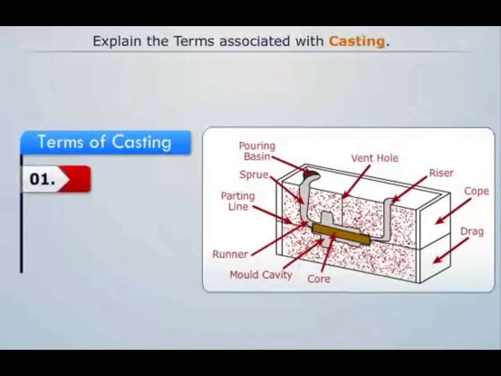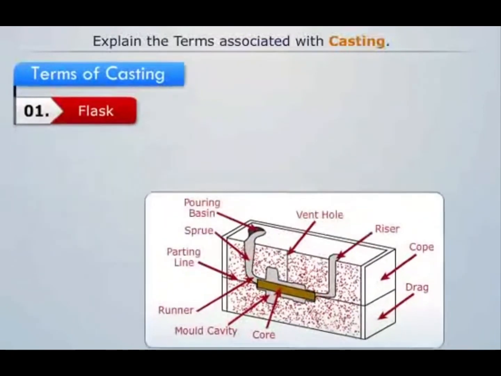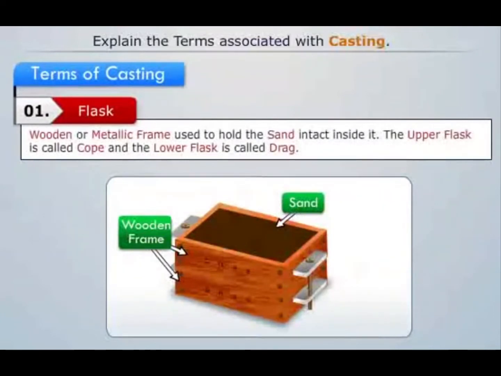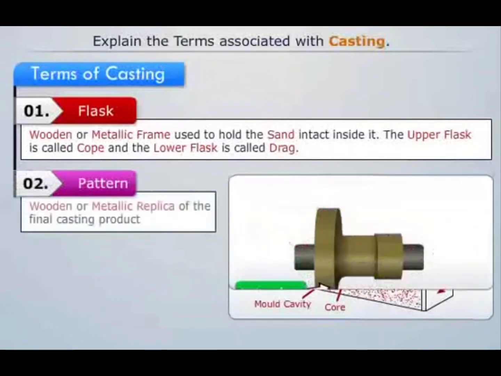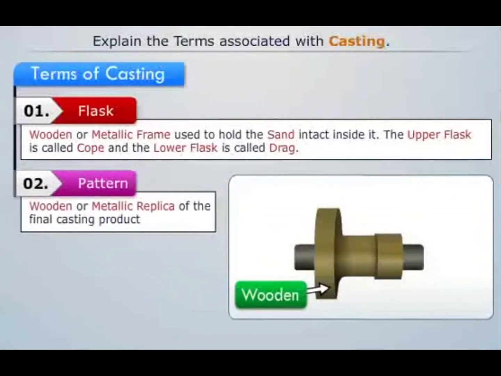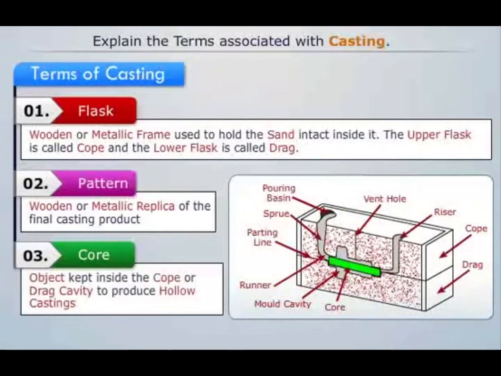The three main objects used in casting process are flask, pattern and core. Flask is the wooden or metallic frame used to hold the sand intact inside it. The upper flask is called cope and the lower flask is called drag. Pattern is the wooden or metallic replica of the final casting product. Core is the object kept inside the cope or drag cavity to produce hollow castings.